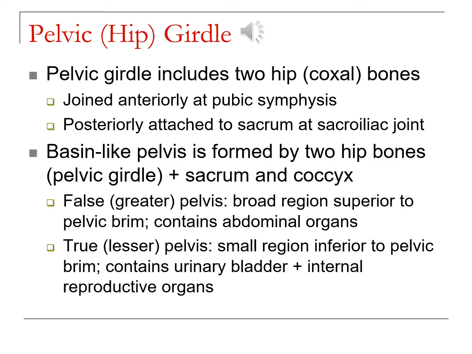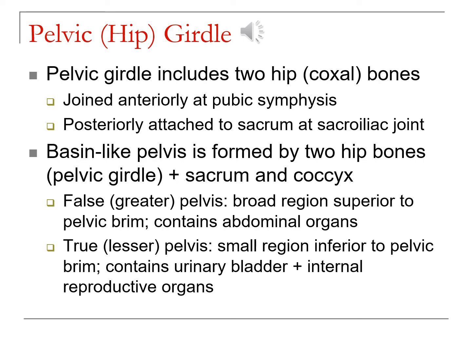The pelvic girdle, or your hip girdle, includes 2 hip bones, or your coxal bones. It's joined anteriorly at the pubic symphysis, and posteriorly it's attached to the sacrum at the sacroiliac joint. So it looks like a basin. A basin-like pelvis is formed by the 2 hip bones plus the sacrum and the coccyx.